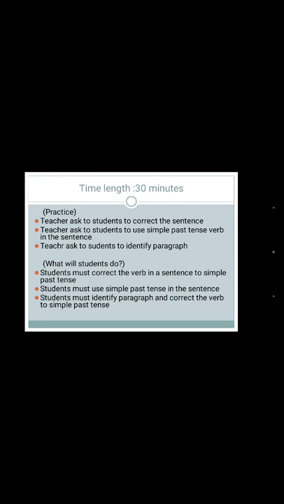For practice, I have 30 minutes. First, the teacher asks the students to correct the sentence. And the teacher asks the students to use the simple past tense verb in the sentence, and the teacher asks the students to identify in a paragraph. What will the students do?